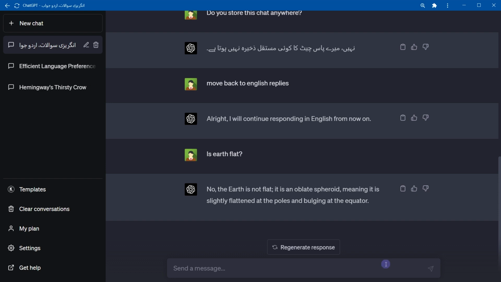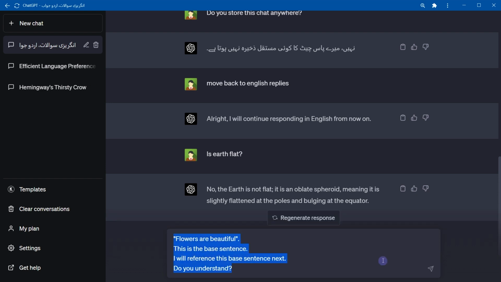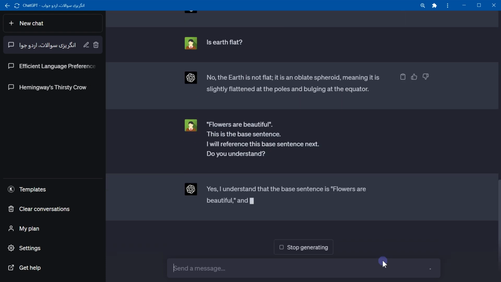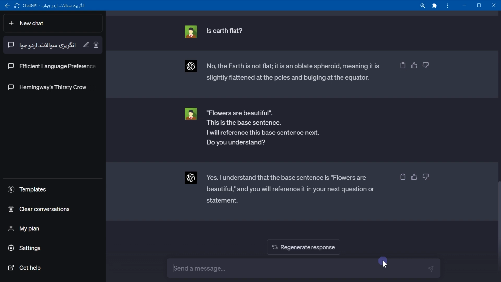For example, flowers are beautiful. This is the base sentence. I'm calling it the base sentence, and I'm telling ChatGPT to make sure it understands that this one is the base sentence. I will reference this base sentence next. Do you understand? Yes, I understand that the base sentence is flowers are beautiful.